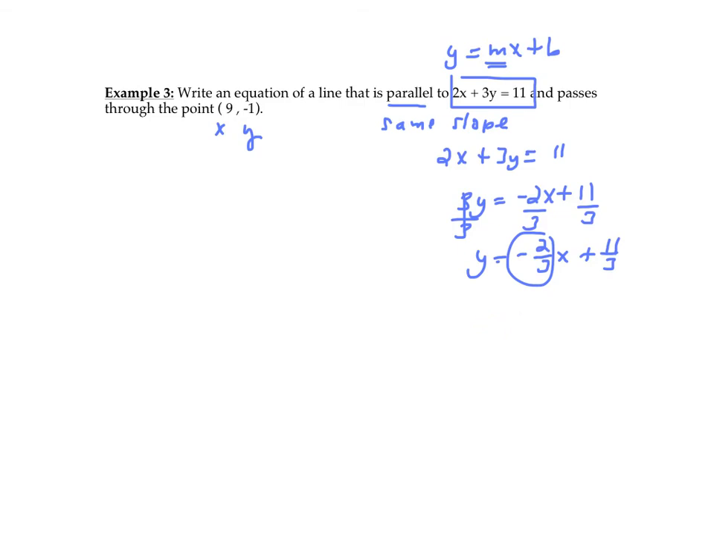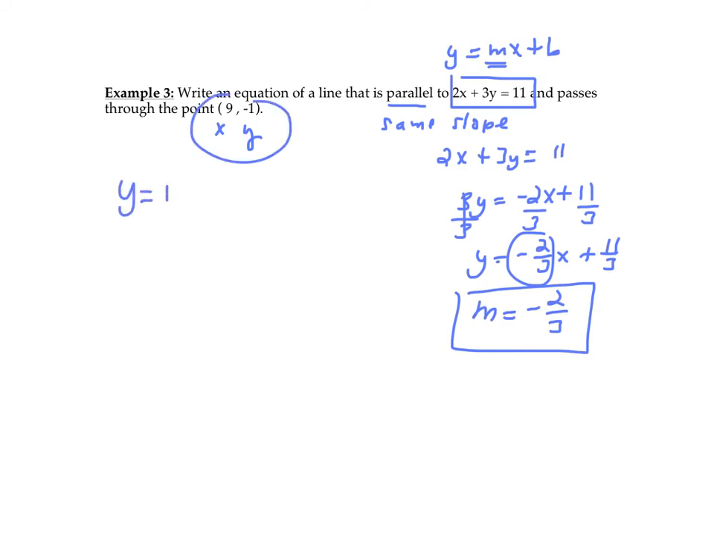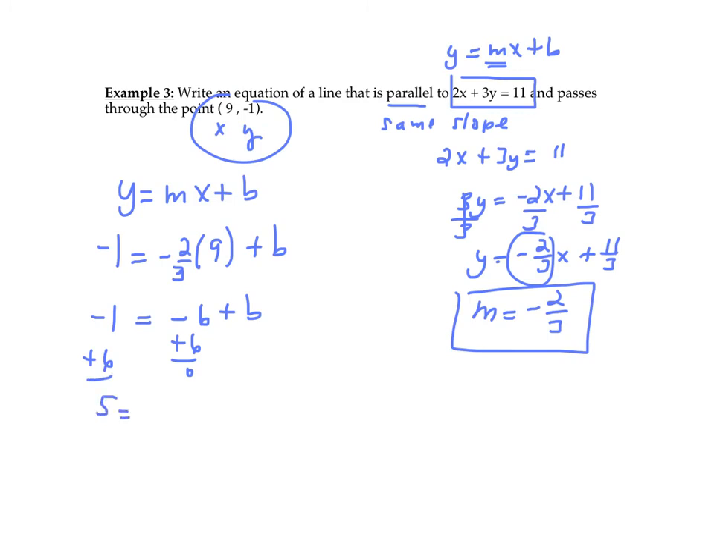So let me write that a little bit more neatly. Okay, so we have our slope, we have a point, and we're going to use y equals mx plus b to find our y-intercept. So put negative 1 in for y, put negative 2/3 in for our slope, m, and multiply it by our x value, which is 9. Now negative 2/3 times 9 is going to give us a negative 6. So we have negative 1 equals negative 6 plus b. Take and add 6 to both sides. Add 6 to negative 1, we get 5 equals b.